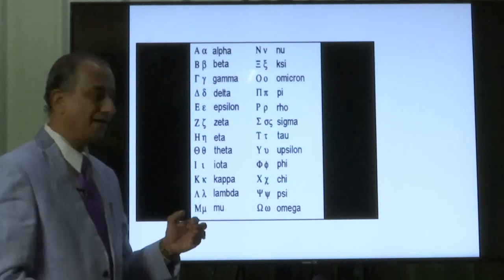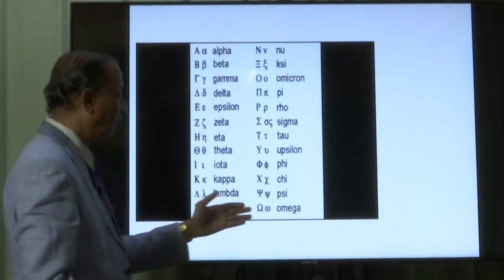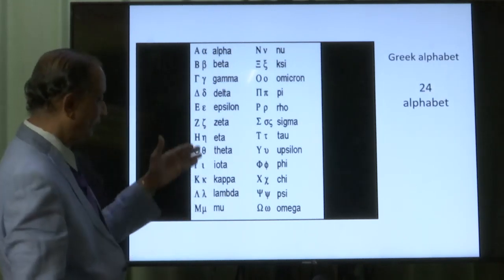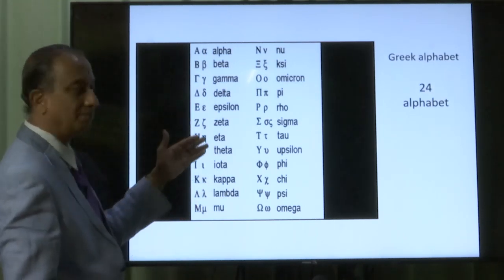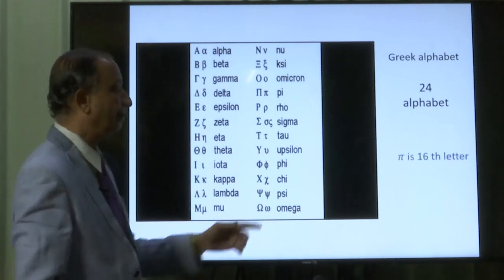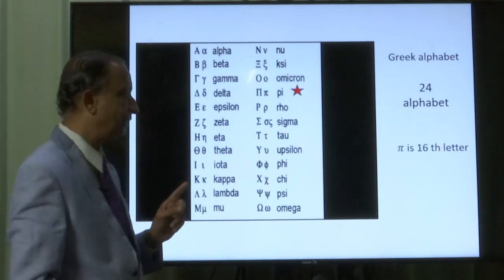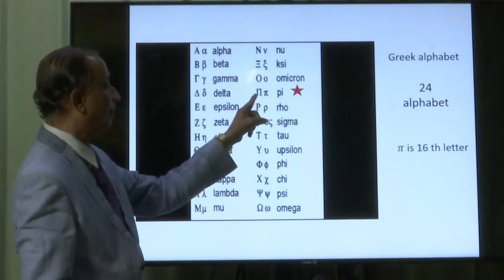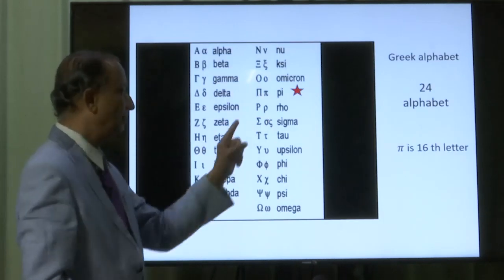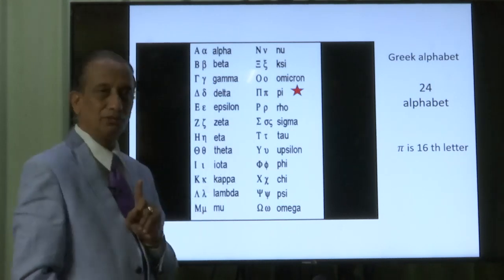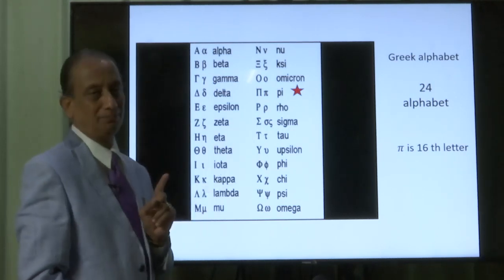Okay. Regarding pi, I am just showing you here all the 24 alphabets of the Greek. So, these are the 24 alphabets, alpha, beta, gamma, delta and so on, and pi is the 16th letter. See, this is the 16th letter, pi, in this alphabet. Okay? And this is uppercase, this is lowercase. Here we must always use pi in lowercase only, not the uppercase, please. That small precaution we have to maintain.